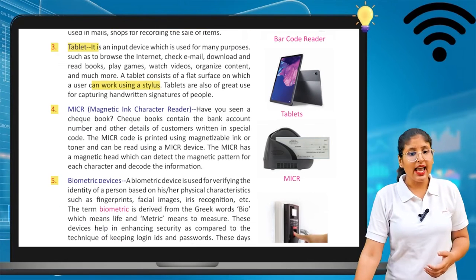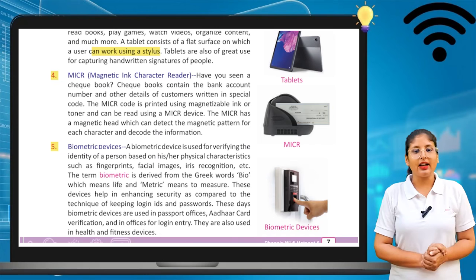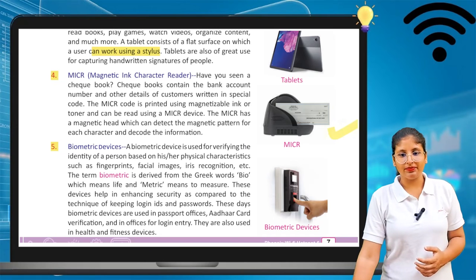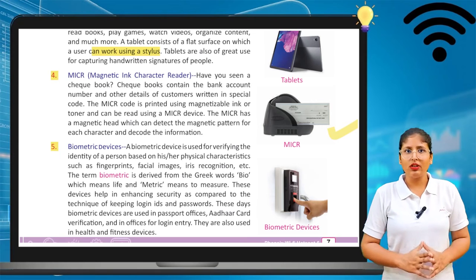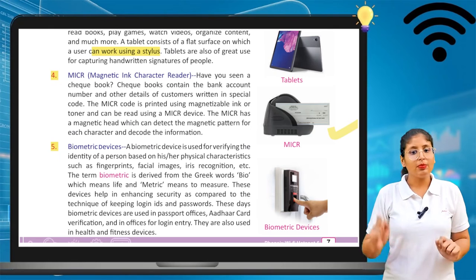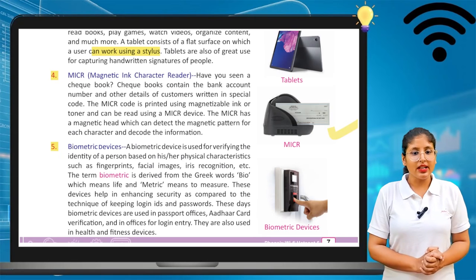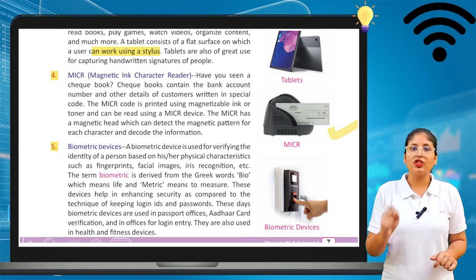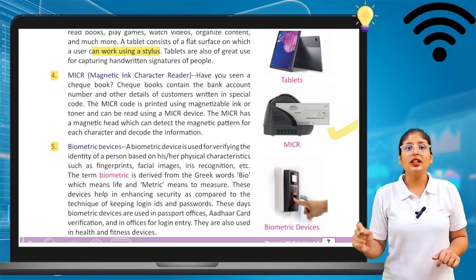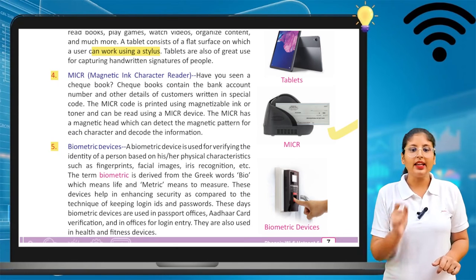Next, the fourth is MICR. What is MICR? That is magnetic ink character reader. It looks like this. So have you seen a checkbook? Checkbooks contain the bank account number and other details of a customer written in a special code. At the bottom of the checkbook, we can see special characters or special codes. These codes are scanned and read with the help of MICR, that is, the magnetic ink character reader.